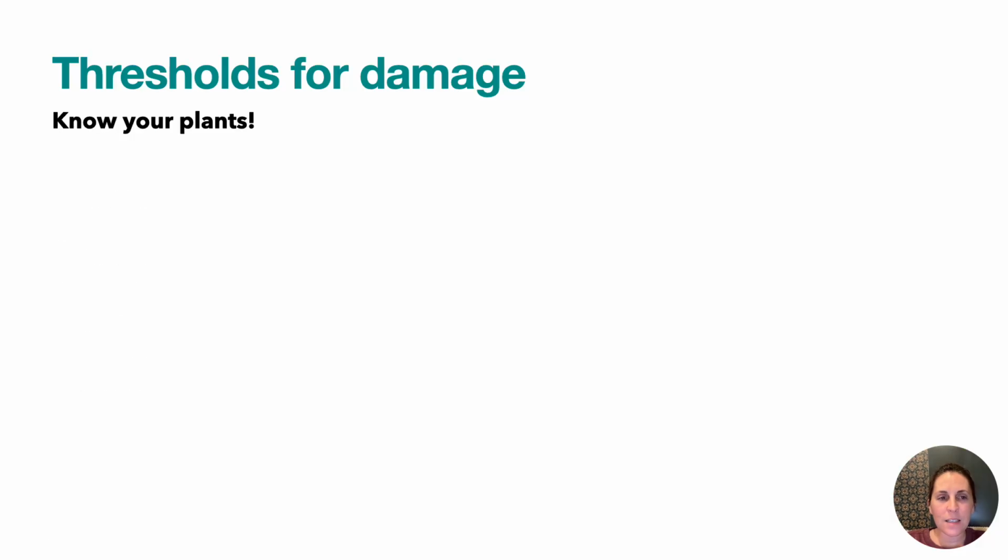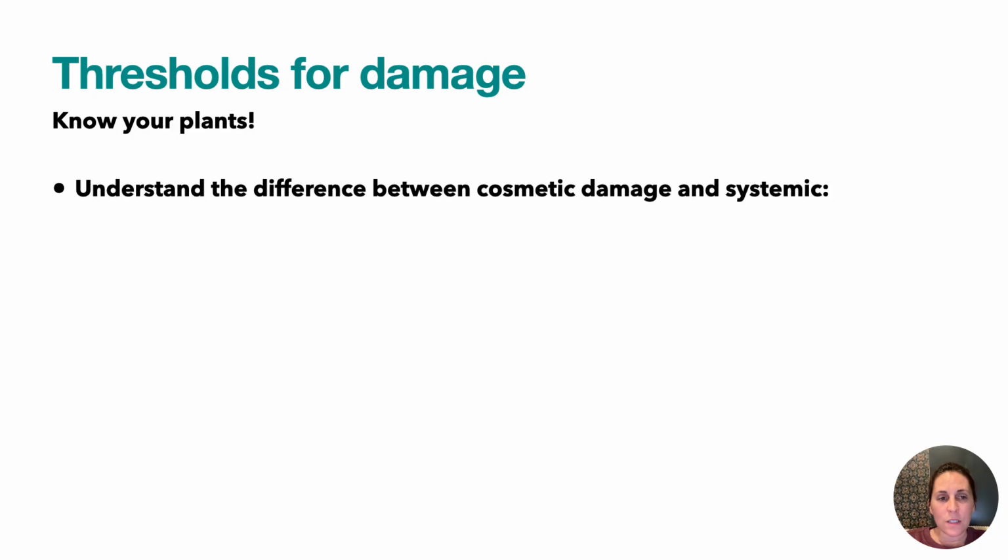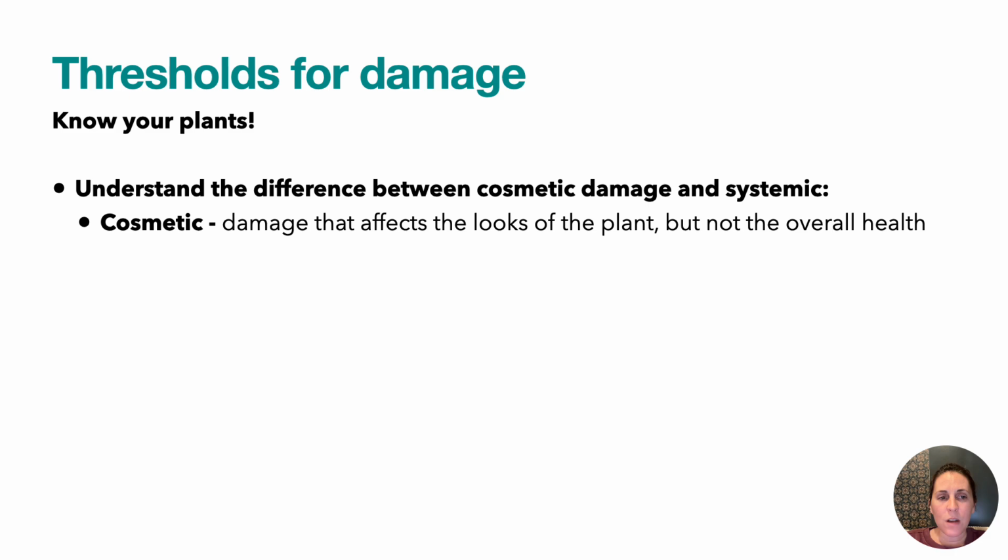All right, so next is to establish the thresholds for damage. So once again, got to know your plants. And you start with healthy plants in the right spot, right place, good soil with proper watering to reduce stress and make those plants naturally more resistant. But in the event of damage, you need to first establish whether or not it's cosmetic damage or systemic damage. So, cosmetic damage is damage that affects the looks of the plant, but not necessarily its overall health.